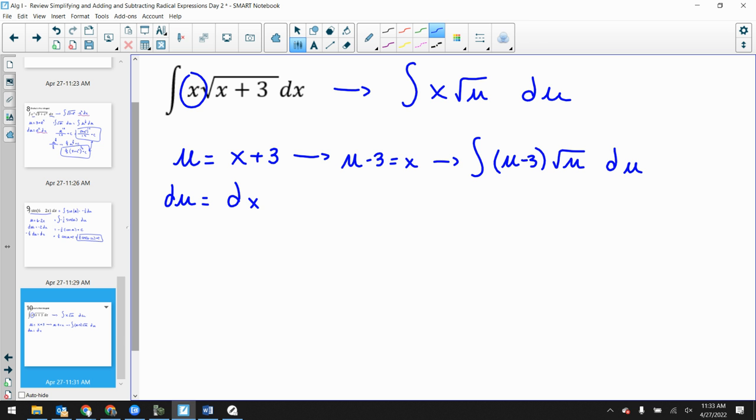So let's reduce that down. Now, to reduce that down, I'm going to say this. The integral of u minus 3, I'm going to make that a u to the 1/2 power du. And then I'm going to distribute that in.